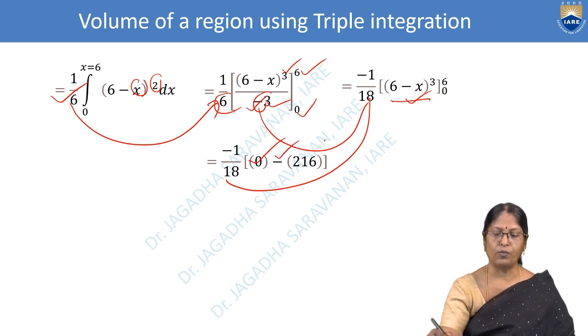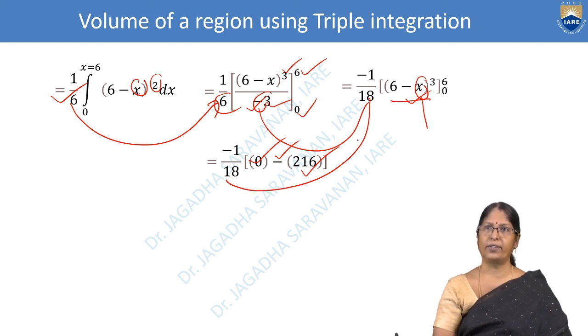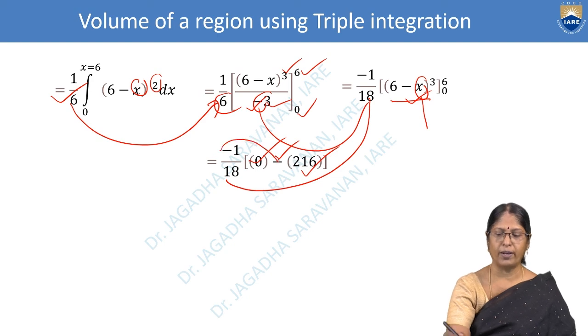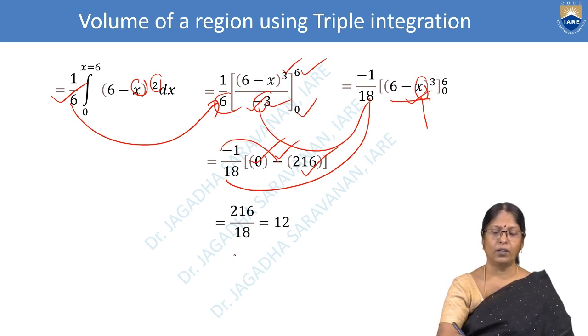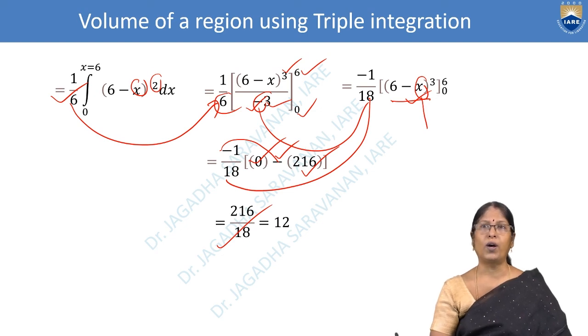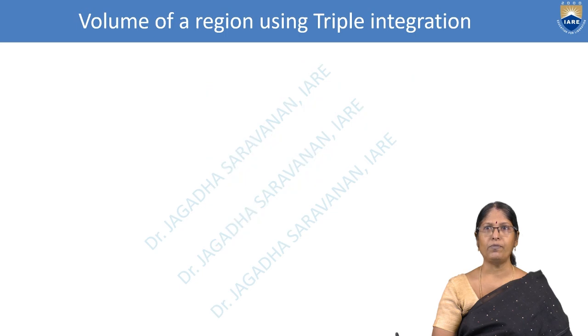Now this is the formula minus, and in x's place we are putting 0. So we are getting 6 cube, it's nothing but 216. So the final result, minus minus has become plus. So 216 by 18 equals 12 is the answer for this particular problem.